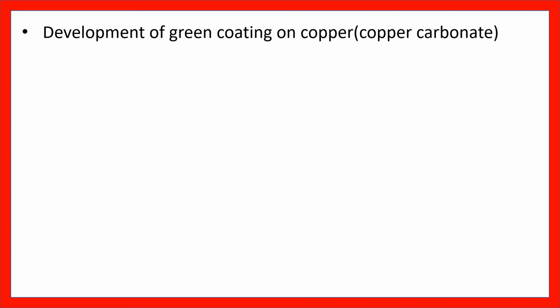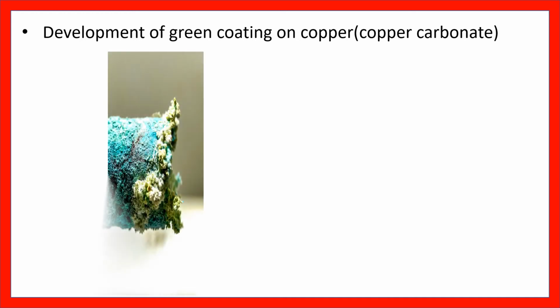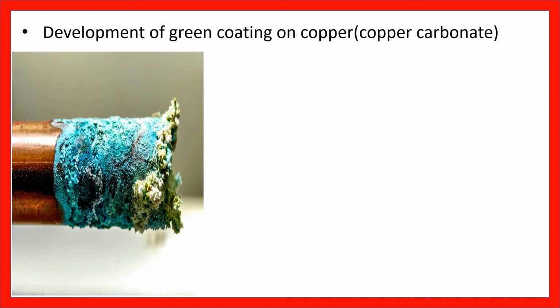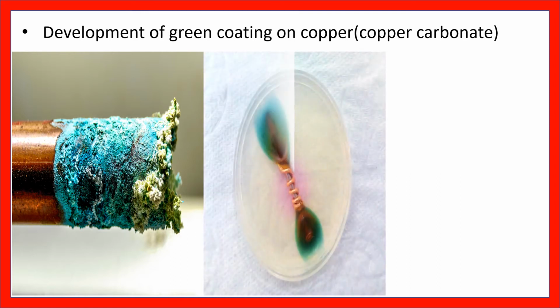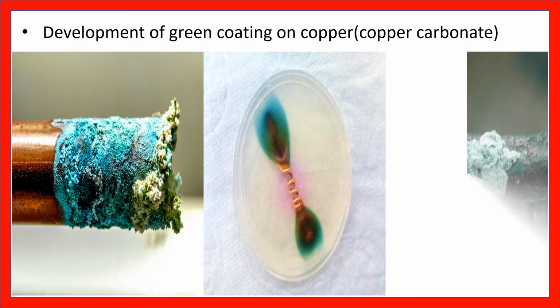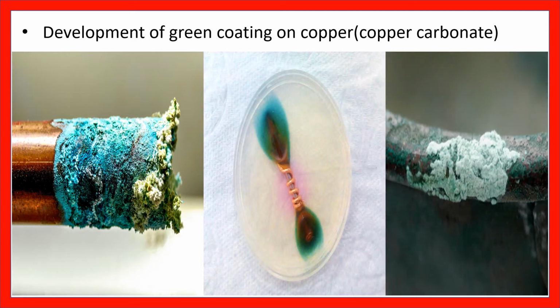Next, development of green coating on copper articles, formation of copper carbonate. Here observe, on this copper tube there is a green coating of copper carbonate. Why? Because this is exposed to the air, atmospheric air. That's why this has happened. Like this, a green coating is formed on the items.